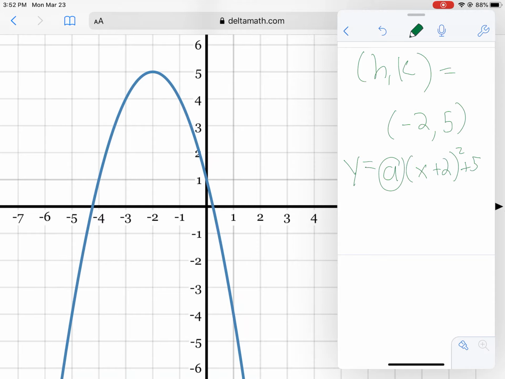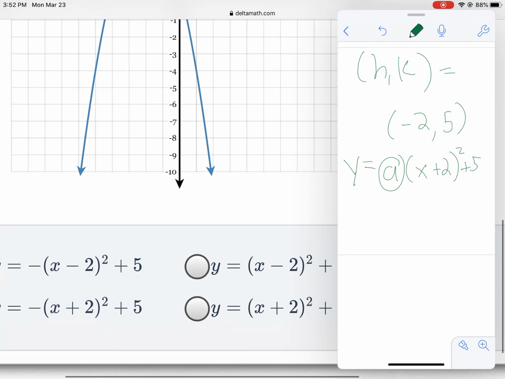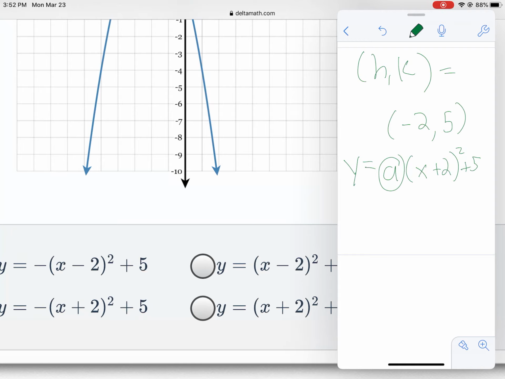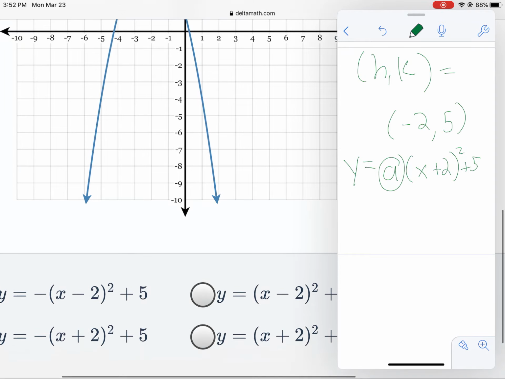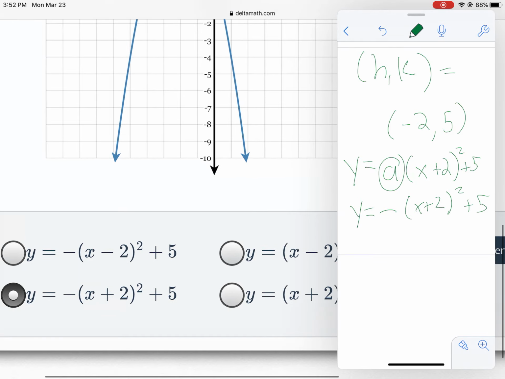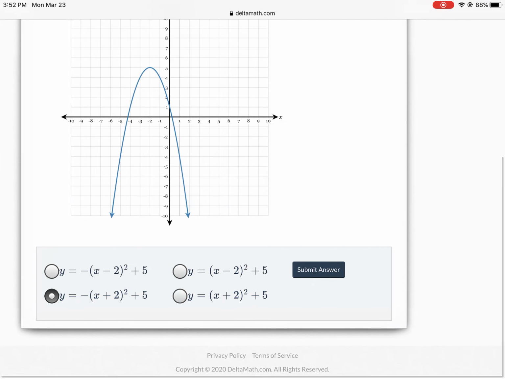So I can have any number in front. They don't have any number in front, so we'll call that a 1. But remember that it's going downwards, so we need to have a negative. Negative x plus 2 squared plus 5. And it looks like it's going to be the bottom left answer.